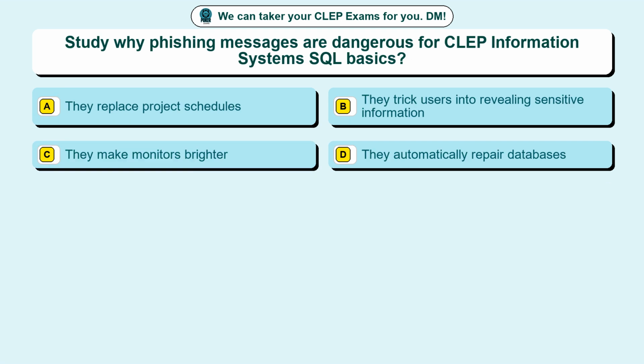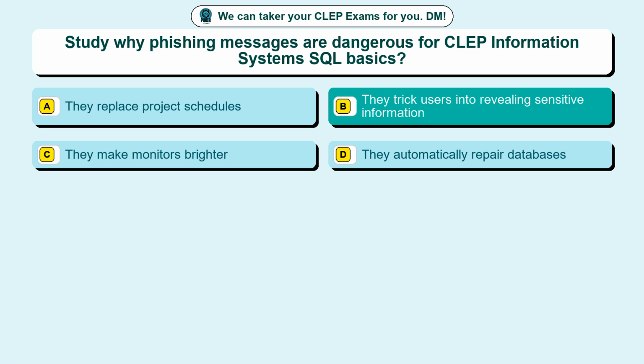Question 45. Study why phishing messages are dangerous for CLEP Information Systems SQL Basics. Option A. They replace project schedules. Option B. They trick users into revealing sensitive information. Option C. They make monitors brighter. Option D. They automatically repair databases. The correct answer is option B. They trick users into revealing sensitive information.